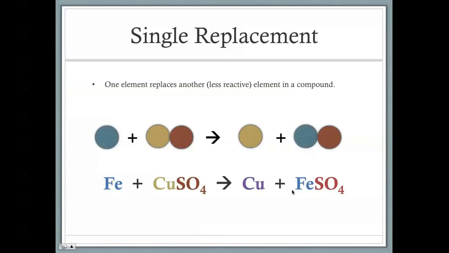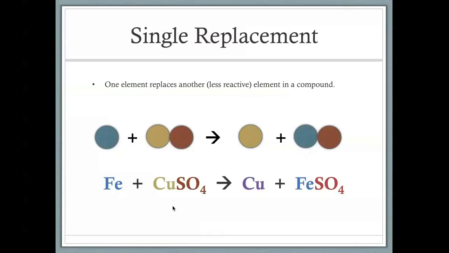So as you can see, iron and copper have switched places from the reactant side to the product side, and this is called a single replacement. Again, you're going to be looking for an element by itself and a compound, and you're going to be seeing that the 2 metal elements are switching places.